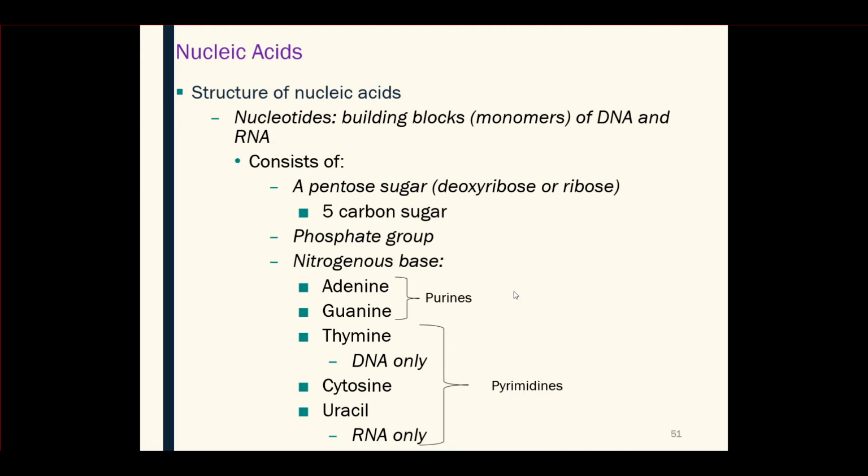We'll come back to this slide. Let's take a look at what the nucleotide looks like. So we're going to look for the 5 carbon sugar. We're going to look for the PO4, or the phosphate group, and we're going to look for a nitrogenous base in that nucleotide.